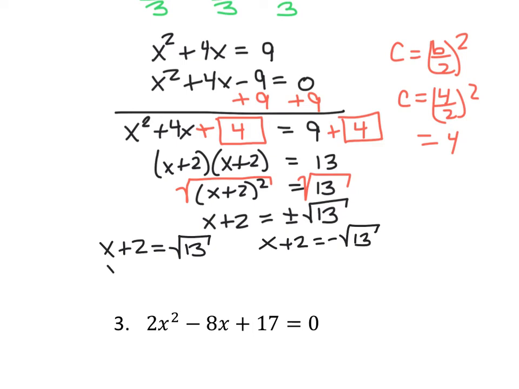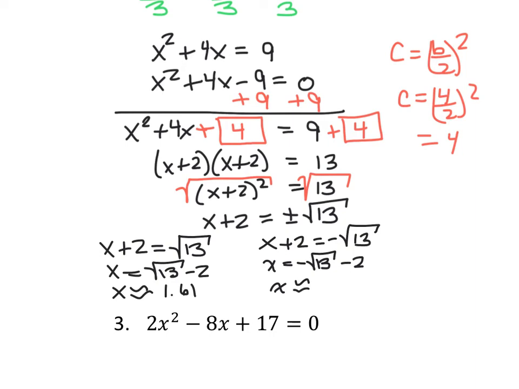So we have x equals square root of 13 minus 2. And that is approximately, you can approximate the square root of 13. And the square root of 13 minus 2 is approximately 1 and 61/100ths. And over here I have x equals the negative square root of 13 minus 2. And that would be approximately negative 5 and 61/100ths.